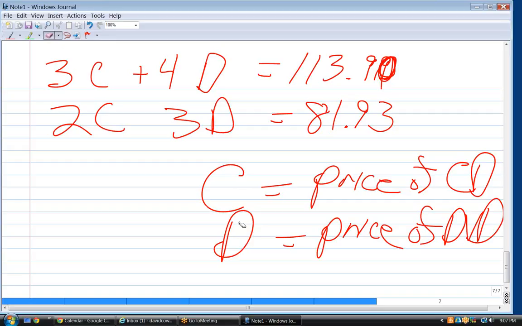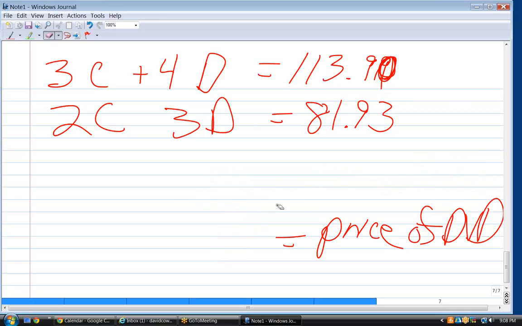Yep. You can always define your variables by looking at your last question in the word problem. The way to do word problems is start at the back. Always look at what they're asking for, and that's how you define your variables. In other words, they don't want to know how many CDs, they want to know the cost of each CD. So we're going to let C equal the price of a CD and D equal the price of a DVD.